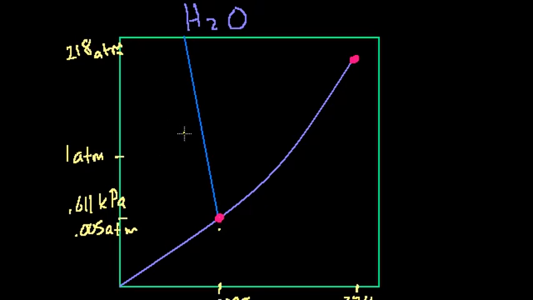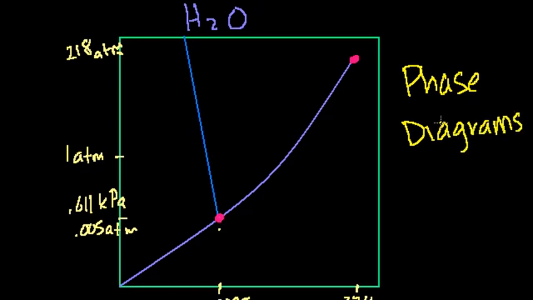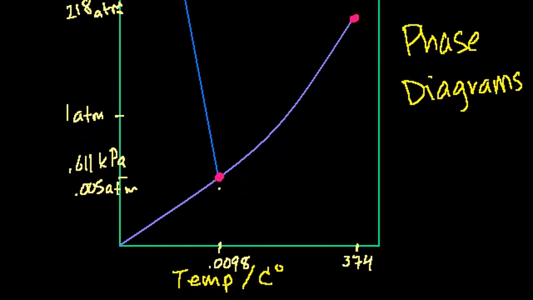So what I've drawn here is a phase diagram. Let me write that down. Phase diagram. And there are many forms of phase diagrams. This is the most common form that you might see in your chemistry class or on some standardized tests. And what it captures is the different states of matter and when they transition according to temperature and pressure. And this is a phase diagram for water.